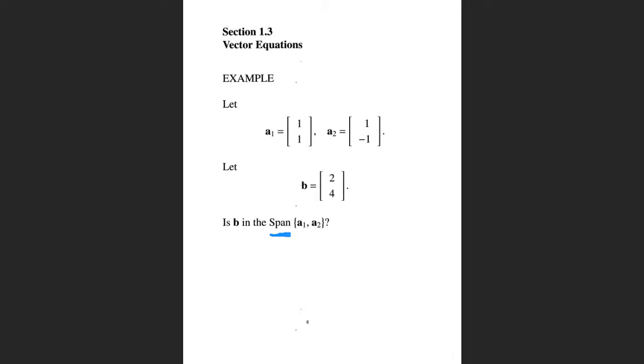All right, so for this problem, you're being given vectors A1 and A2. A1 is an element of our two-dimensional space, and so is A2. That vector lies in two-dimensional space, and so does the vector B. And we want to know if B is in the span of the two vectors A1 and A2.